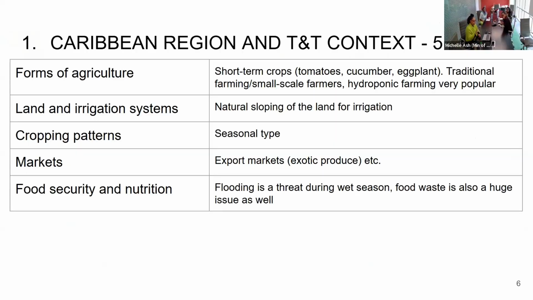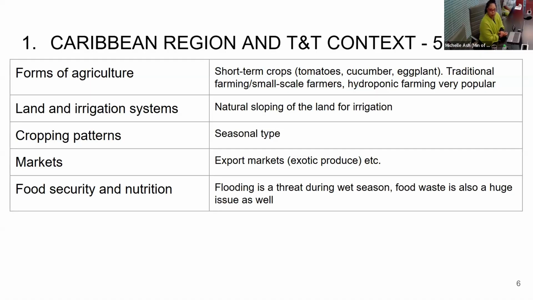Hi, everyone, from Trinidad and Tobago, our team here, Nutrition and Ministry of Health. Our group did the Caribbean region, and we had a specific example. We used our own country in the region to fine-tune some examples. For the forms of agriculture, in most of the islands we have short-term crops: tomatoes, cucumber, eggplant, string beans. We have traditional farming, but a lot of small scale farming going on, and hydroponic farming is very popular.